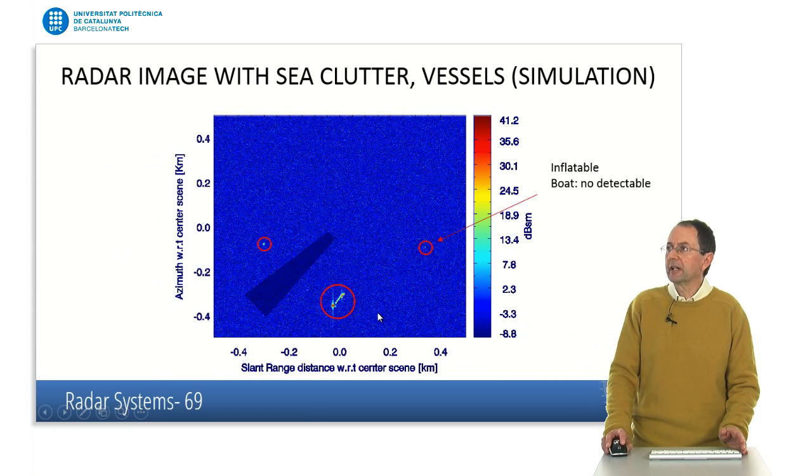Okay, let's look at an example. That's a high resolution radar image, which contains sea clutter, which is this level here, corresponding to the sea surface reflectivity. And we have here a few targets. This is a large vessel, no problem to detect it. This is a medium fishing vessel, so it is also easily detectable. But here, this is a very small inflatable boat, which is barely detectable. In practice, you cannot detect the target. You see it because there is a circle here, otherwise you cannot see the target.